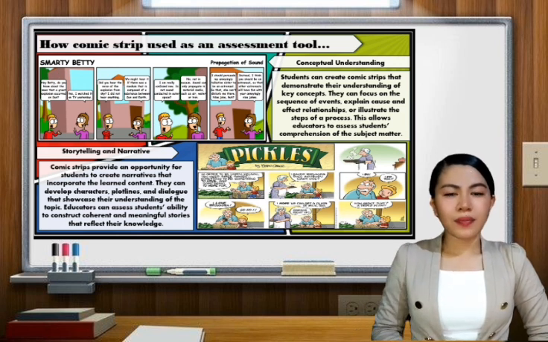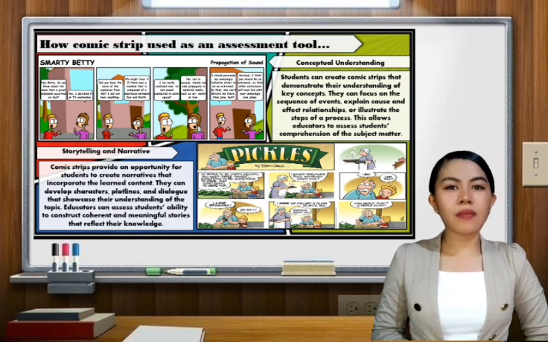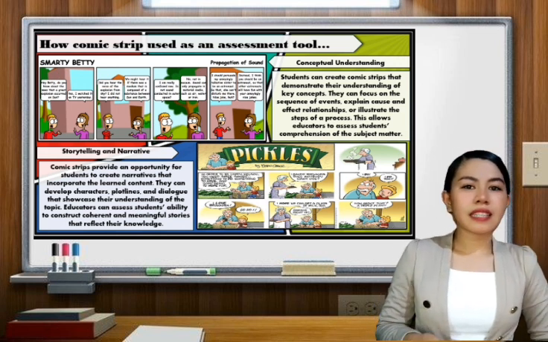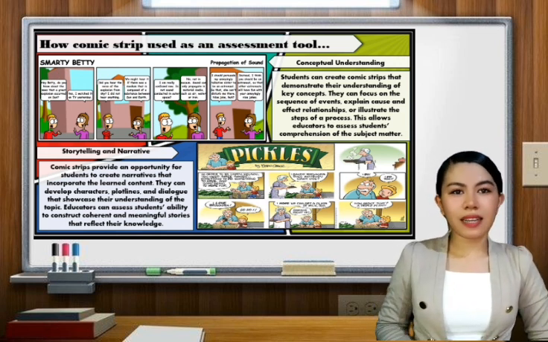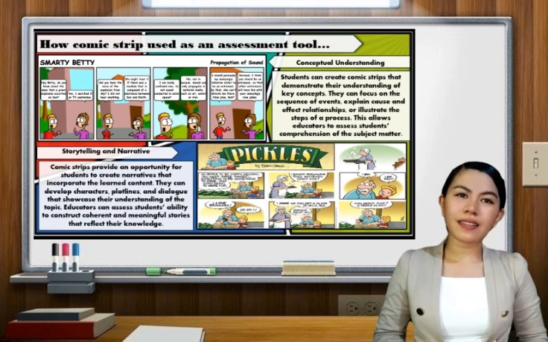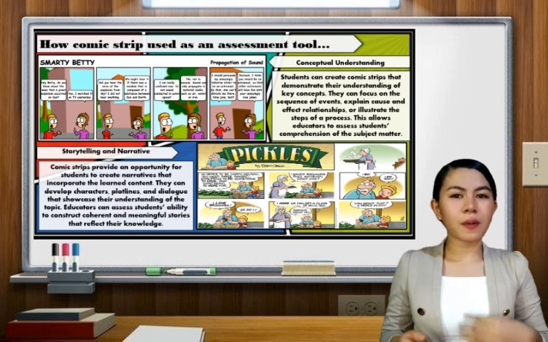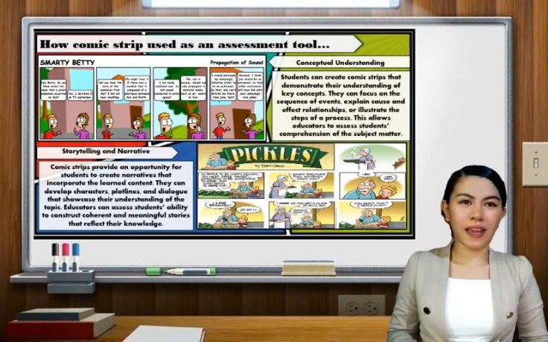One example of using a comic strip as an assessment tool in conceptual understanding is the comic strip entitled Smarty Betty. It shows how the propagation of sound happens.